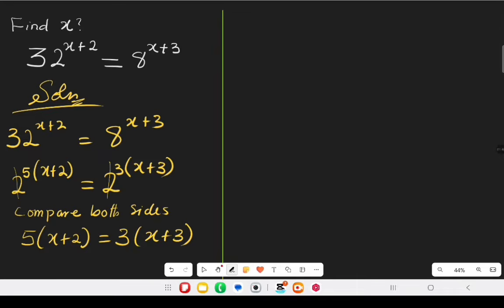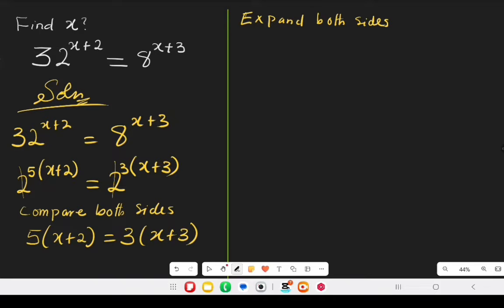Next step, we open the bracket or we expand. If we expand both sides, which means opening the bracket, we have 5 times x, which gives us 5x. 5 times 2 gives us plus 10, equal to 3 times x gives us 3x, and 3 times 3 gives us plus 9.